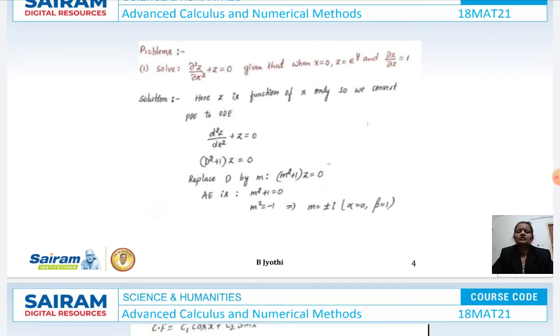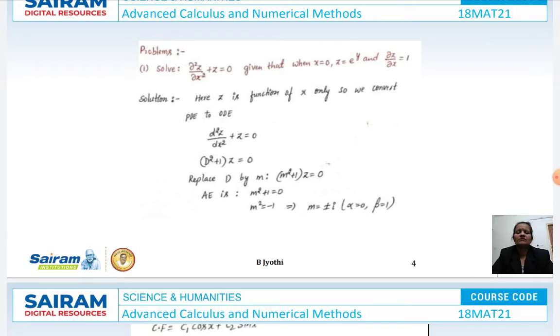Solve ∂²z/∂x² + z = 0, given that when x = 0, z = e^y and ∂z/∂x = 1. This is the initial condition. Here z is a function of x only, so we convert the PDE into an ODE. So it is d²z/dx² + z = 0. That gives us (D² + 1)z = 0.